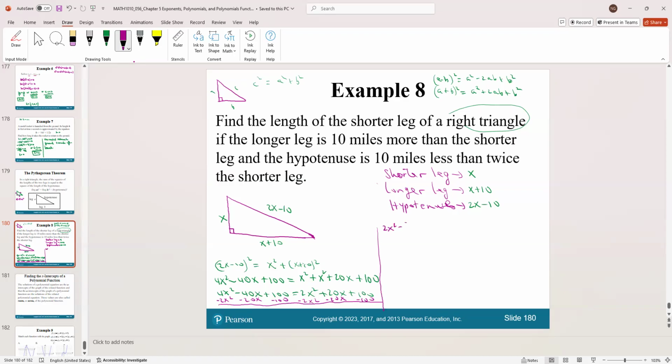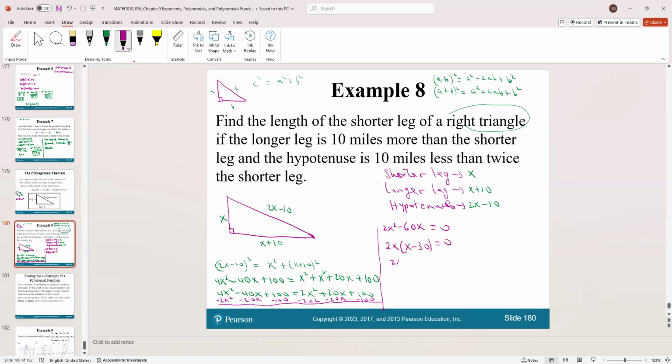Negative 60x. 100 minus 100 is gone. We don't have a lot. Now, over here also, we can factor 2x, so we have only x minus 30 left.